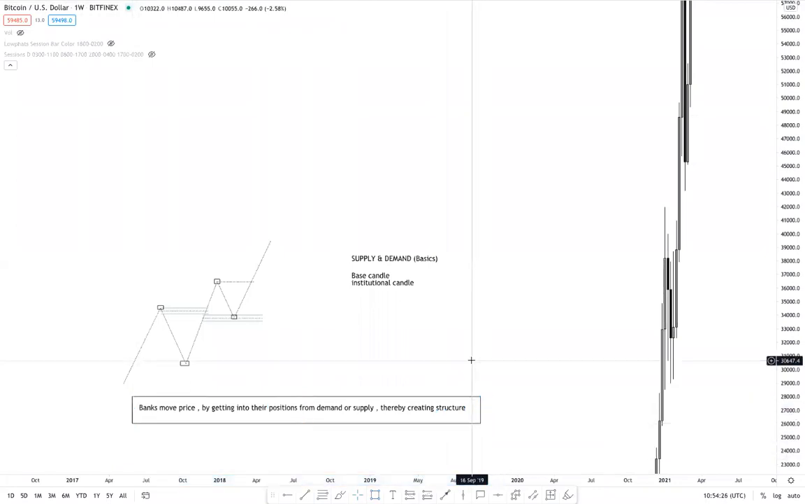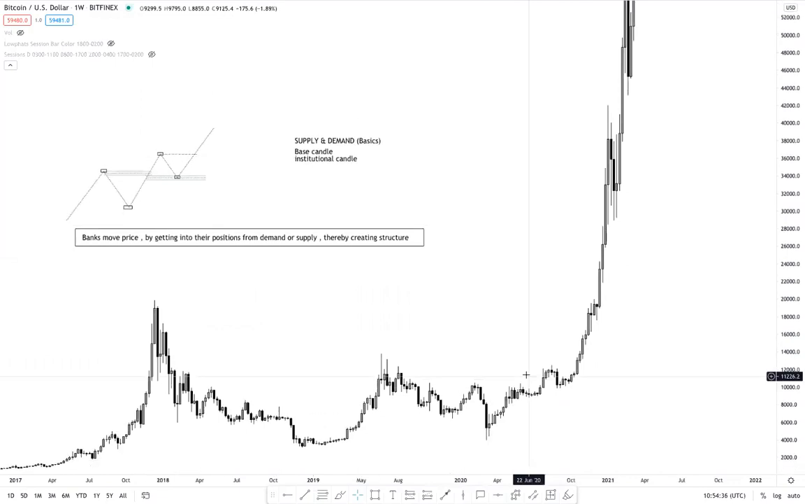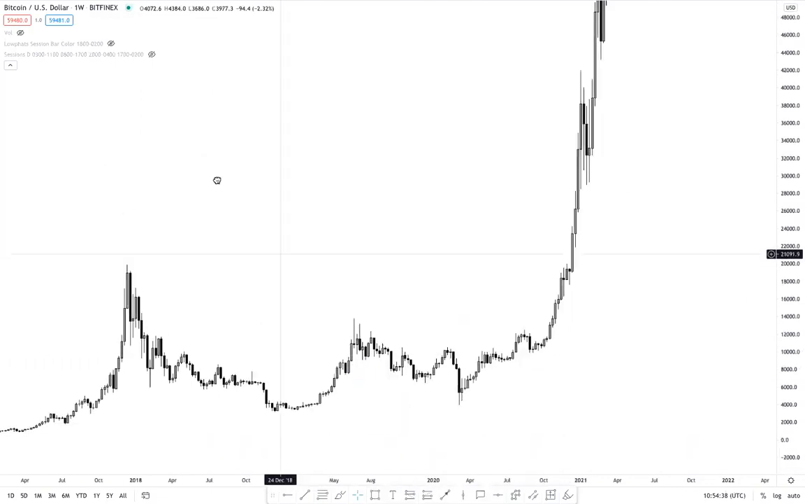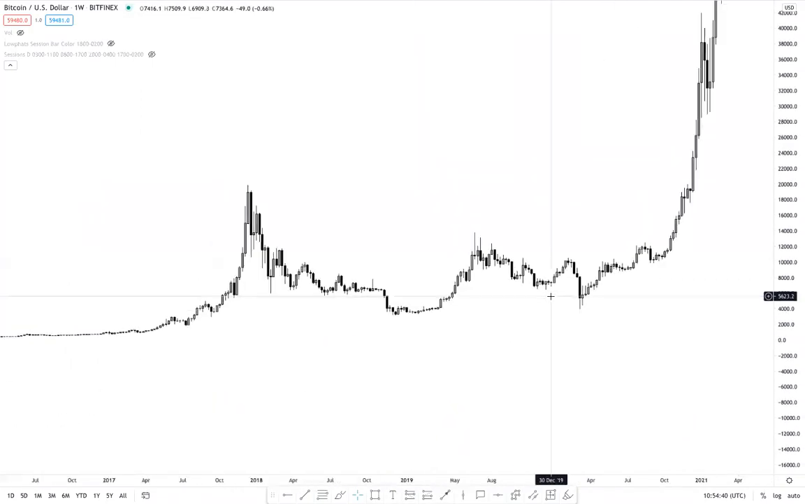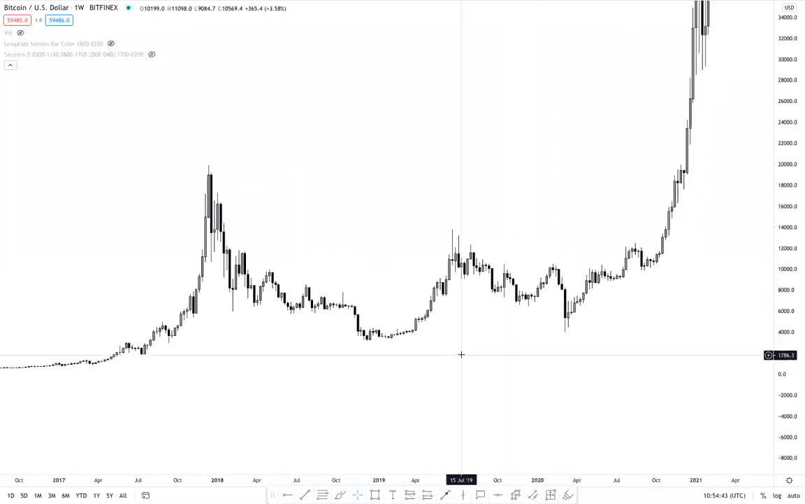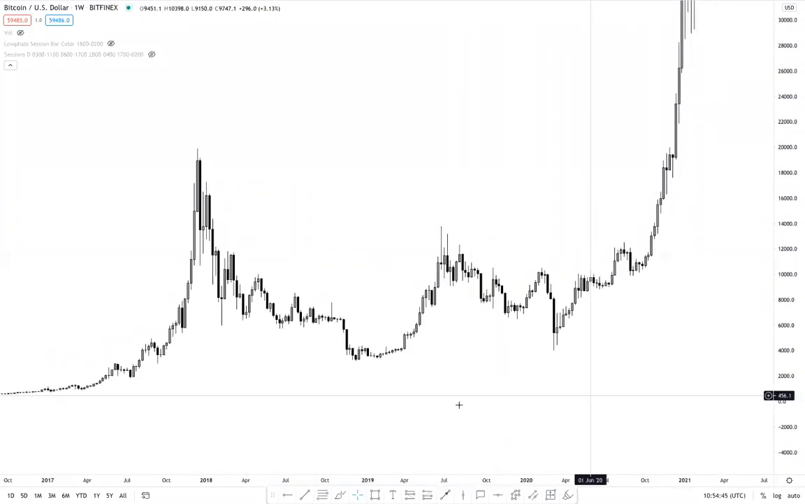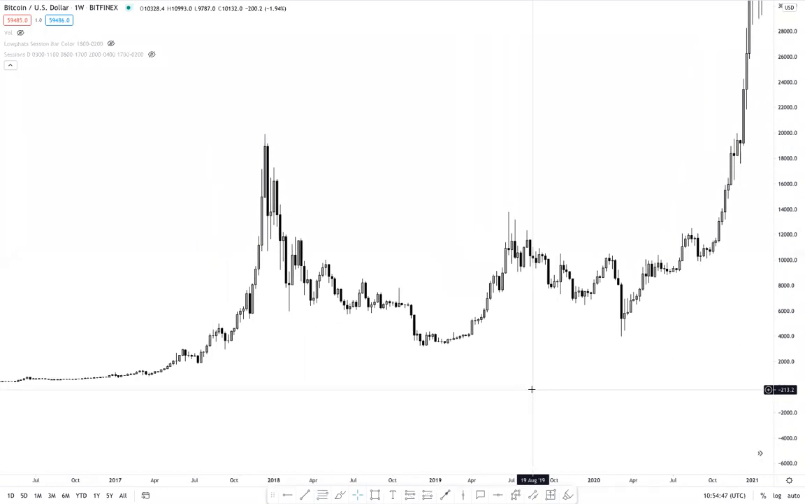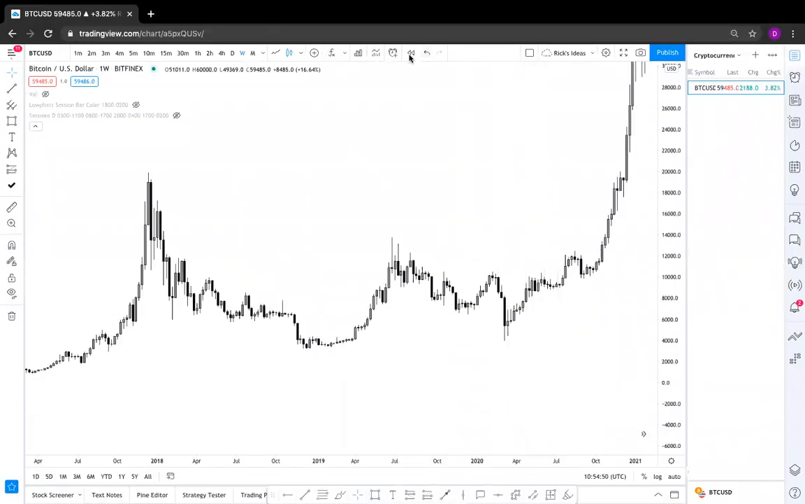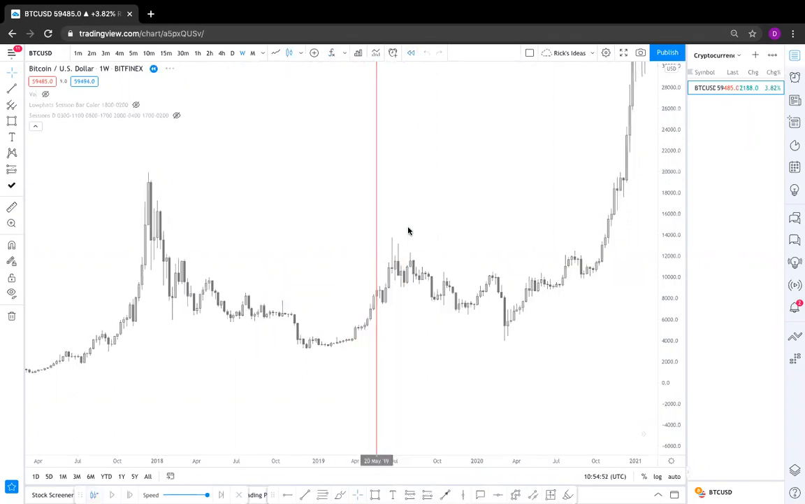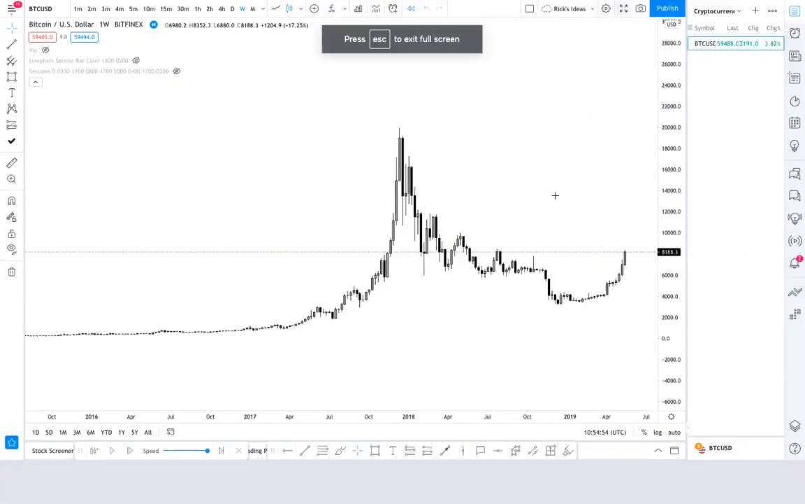Okay. And that's why I also wrote this out here where I said, banks move price. And they do so by getting into positions from demand and supply. Thereby, that way they create structure. Right. So the pair I want to use just to analyze stuff is Bitcoin. So basically on Bitcoin, I'll just be taking you guys over to supply and demand zones. So I'll just go back in time.